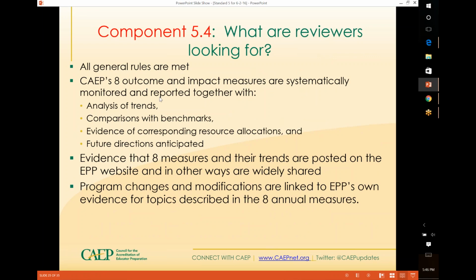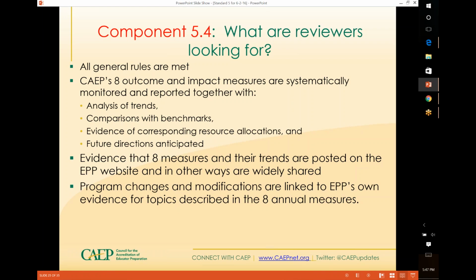So what they're looking for, you'll see right here, is everything I've just been telling you. They're looking for an analysis of trends. They're looking for comparison with benchmarks. They're looking for evidence of corresponding resource allocations if appropriate, or future directions. So don't think that you have to show that you've completely redone your budget as a result. But if there has been an impact on the resources that you allocate to a specific program or to the EPP as a whole, perhaps you invest more in technology because your completers are saying in their satisfaction survey that they don't feel confident in using technology.